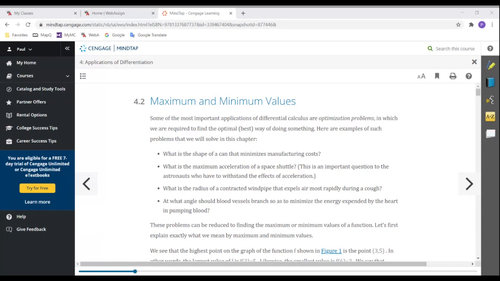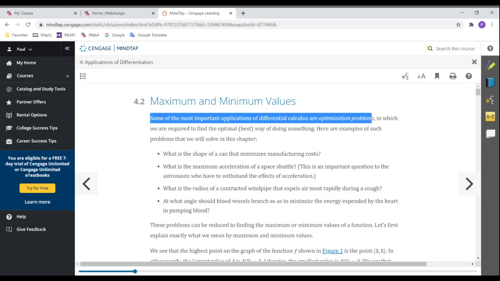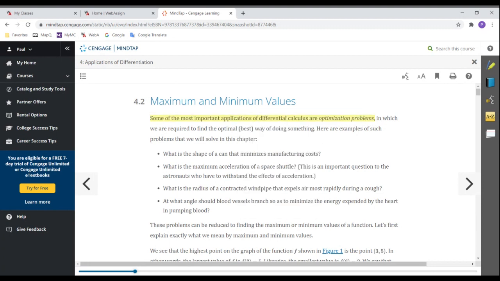Okay, so section 4.2 deals with finding maximum and minimum values. They comment here that some of the most important applications of differential calculus are optimization problems. There are books on optimization. An optimization problem is when you're required to find the optimal or best way of doing something. An example would be... well, they actually have some examples here.